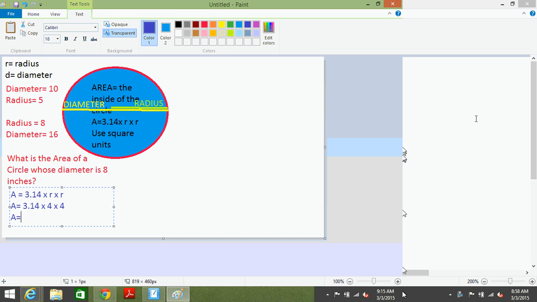Okay, A equals. Now I'm ready to plug in my numbers into my calculator. 3.14 times 4 times 4 equals. And what do you get? 50.24 inches squared. Because we can't do the little square sign in Paint.